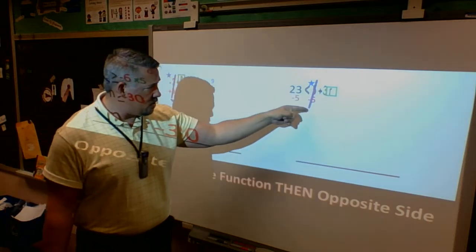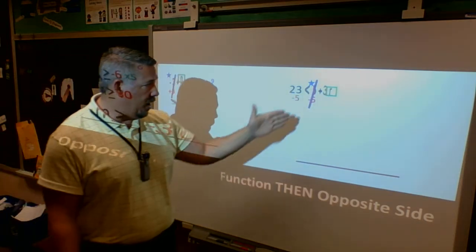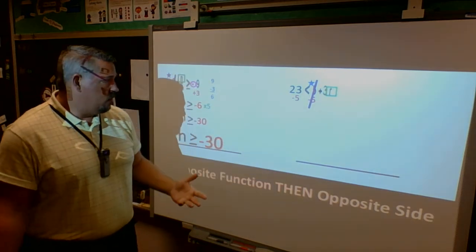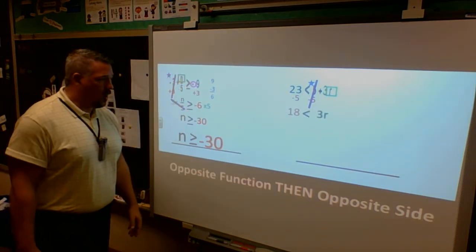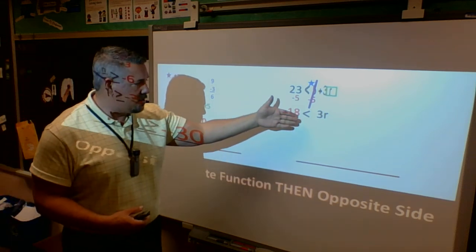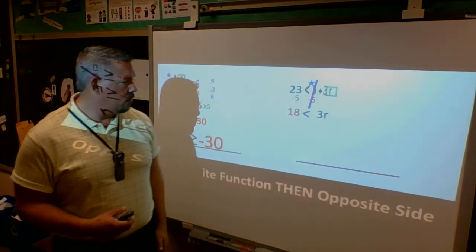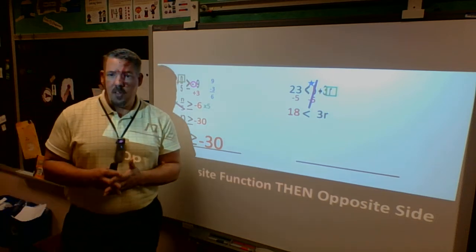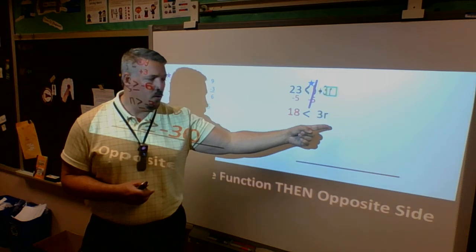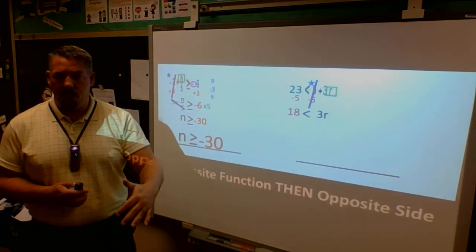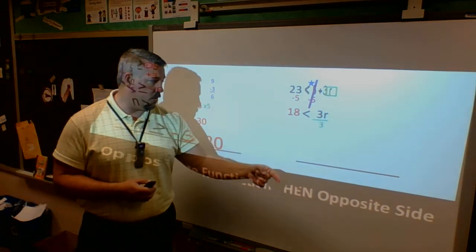Well, these cancel out, which is my goal, because once again, I got to get the r by itself. Then I'm just going to subtract. It's basic subtraction. So when I do that, I get 18. So I have 18 is less than 3 times r. Now what? Well, I still have my coefficient with my variable. So I'm multiplying by 3. What is the opposite of multiplication by 3? It's going to be dividing by 3.